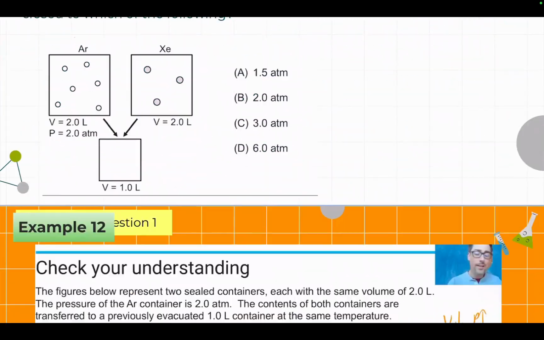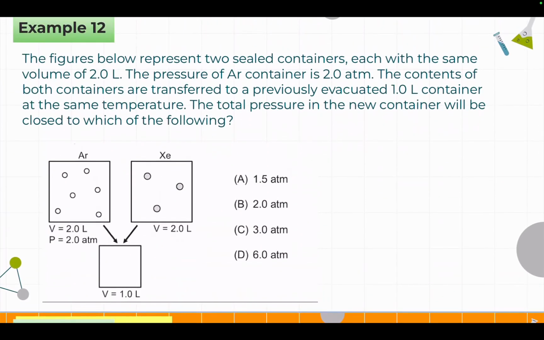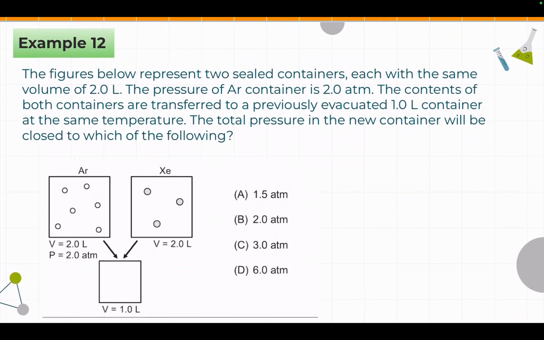Next example, I want you to, again, try pausing and solving this on your own, thinking through the variables, how they're changing, and by what factor. When I do this problem, the first thing I notice is that there's 6 moles of argon and 3 moles of xenon. The pressure of the argon is 2 atmospheres, so the pressure of the xenon must be half of that.